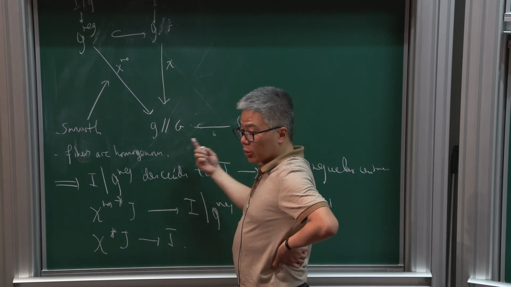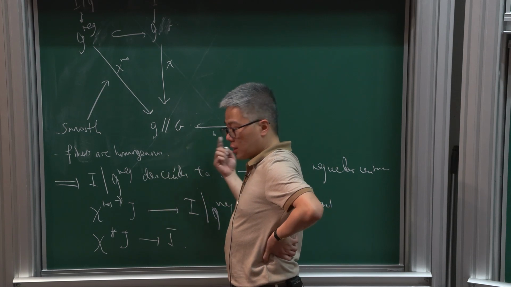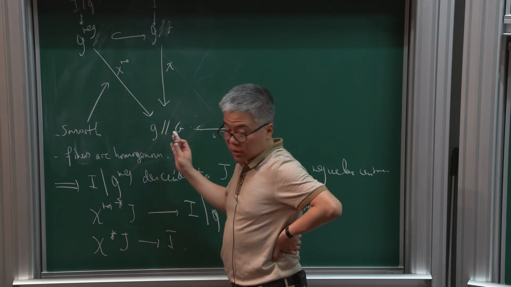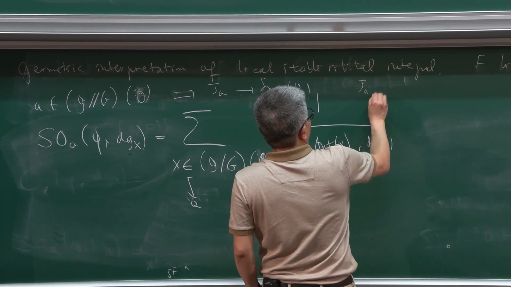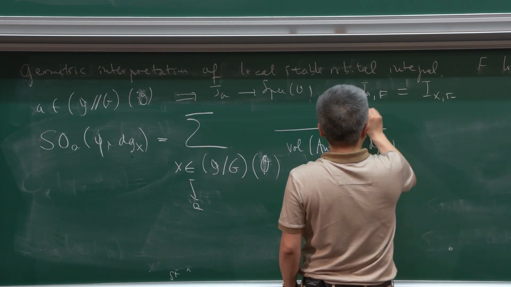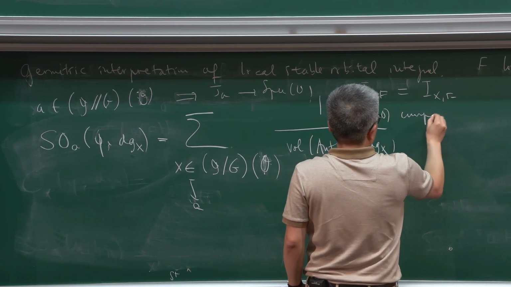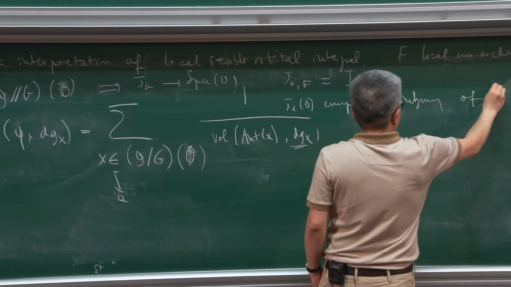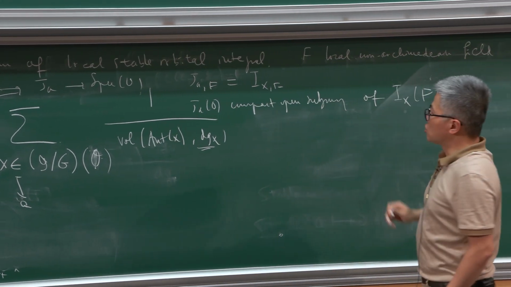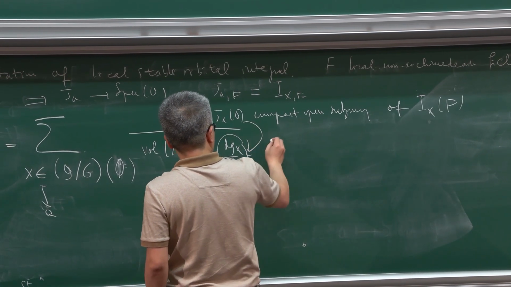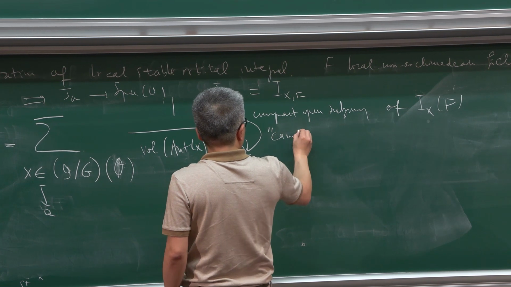So that gives me a canonical integral form of the centralizer, right? So you have that J_A over F is the same as I_X over F, but J_A(O) is a compact open subgroup of I_X over F, whatever X that maps into A. So that gives rise to these canonical measures.